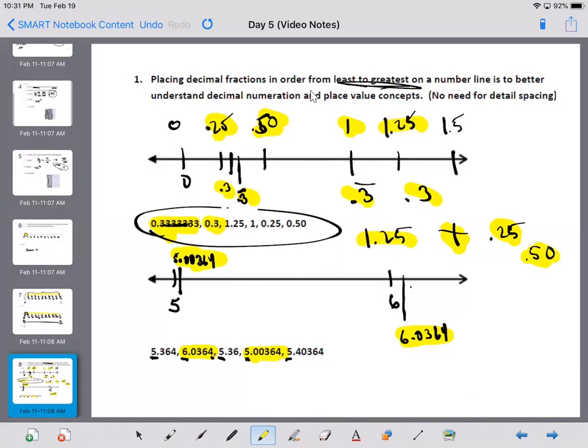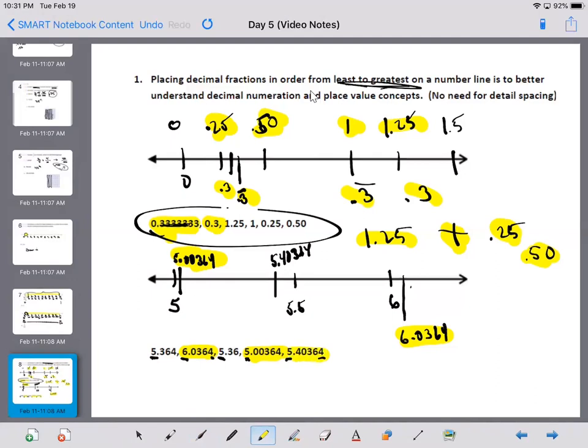And then we have our benchmark, so about halfway, 5 and 5/10. And so all of these, here's 5, and so we'll give this one. So we've got 5 and 40,364 hundred thousandths. So a very small number here.